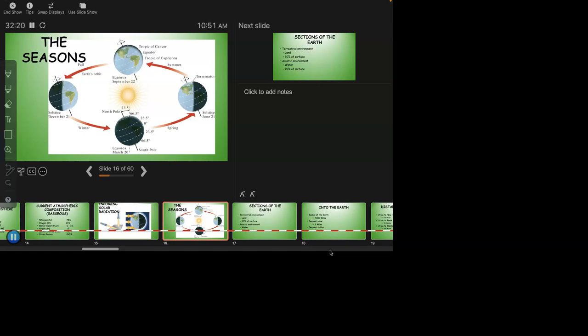What is the autumnal equinox this year? September 22nd.